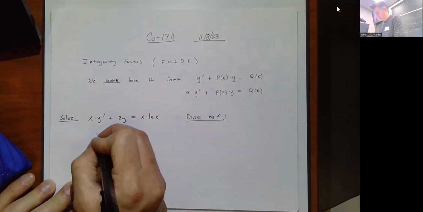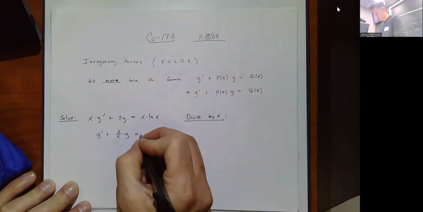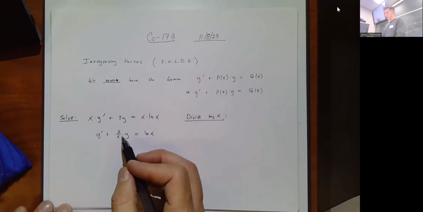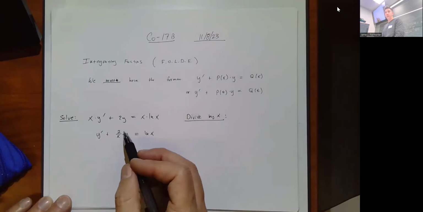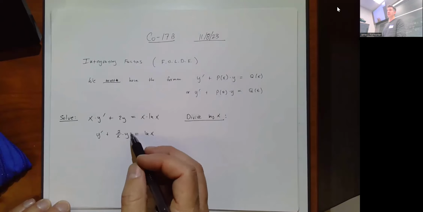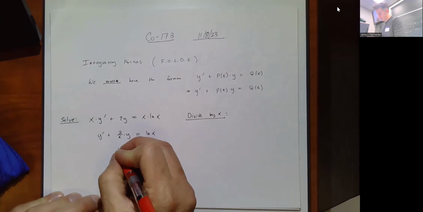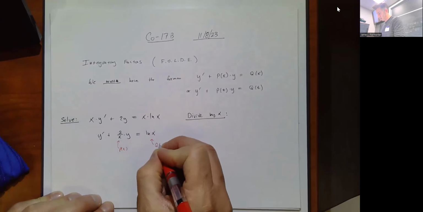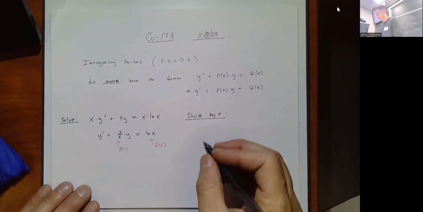So I'm going to get y prime plus 2 over x times y equal to the natural log of x. I strongly recommend writing the y part here separate from everything else, so it's your other function of x times y, just so it's easy to see what your p of x is. So here our p of x is positive 2 over x, and our q of x is natural log of x. So then we're going to find the integrating factor.